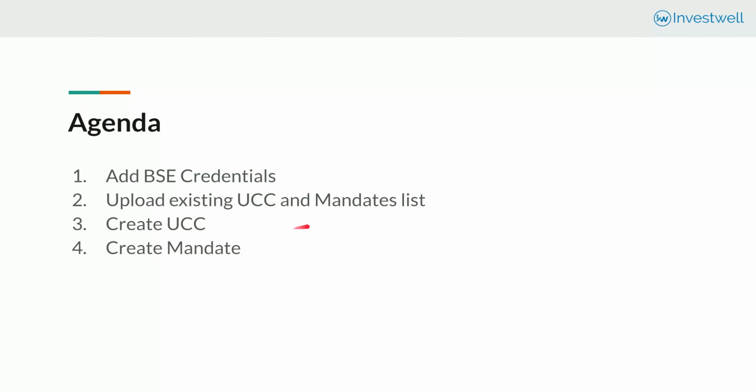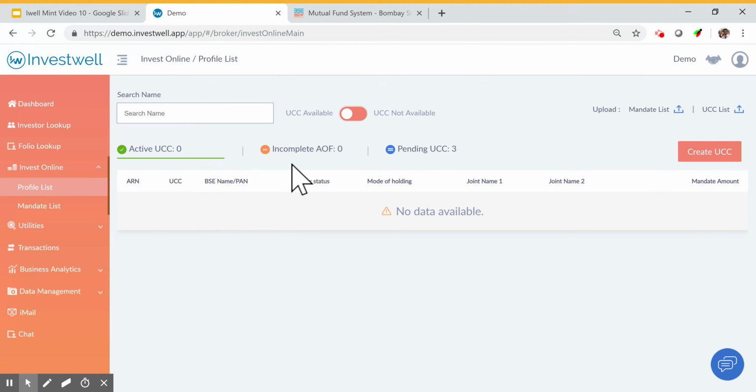We'll see how to create a fresh UCC, how to create a UCC for an existing client that has already been created in Mint, and how to create a mandate for any UCC. Now the BSE section can be found under the Invest Online tab in your advisor dashboard. It has two sections, a profile list and a mandate list.